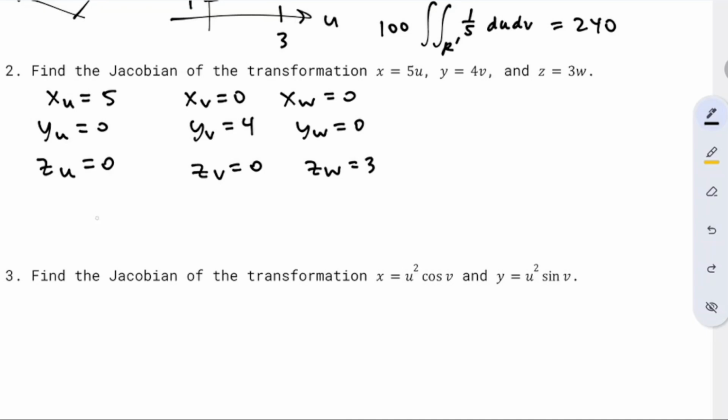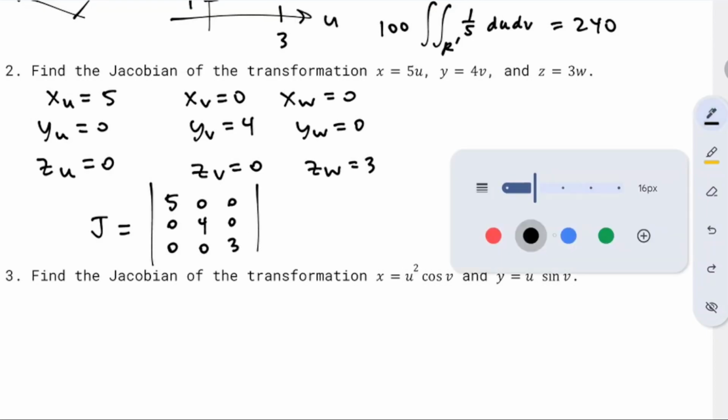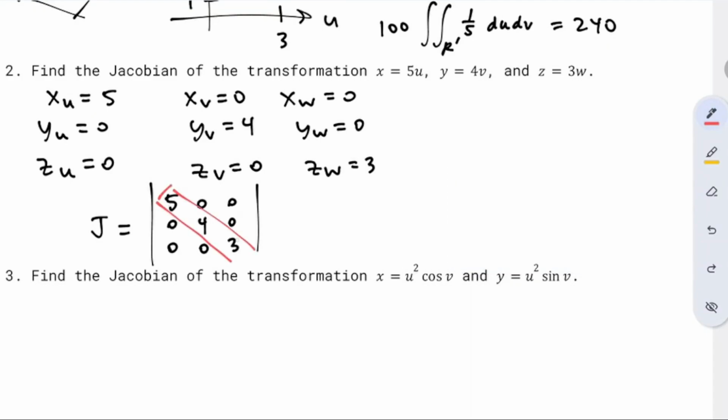Okay, now if I want j, it's going to be the determinant of that matrix, and if you were in my linear algebra class, something that we saw is if you have a diagonal matrix, which this thing is because you have all zeros everywhere except for the main diagonal, you can compute that determinant by multiplying down the main diagonal. 5 times 4 is 20, times 3 is 60.